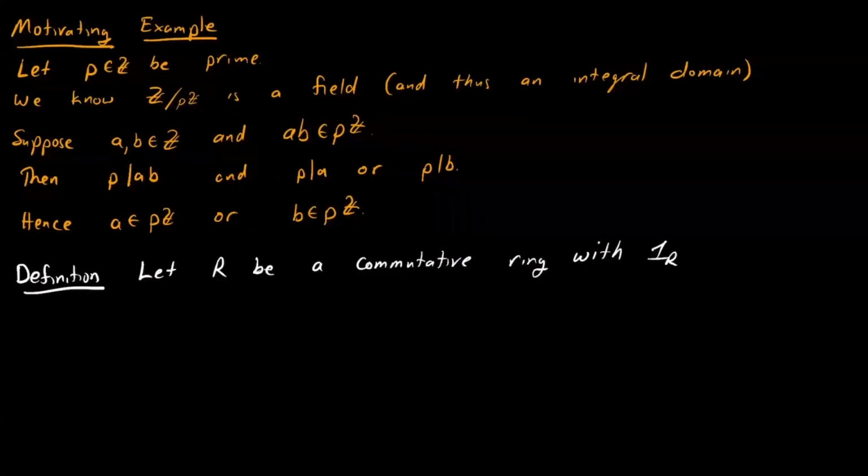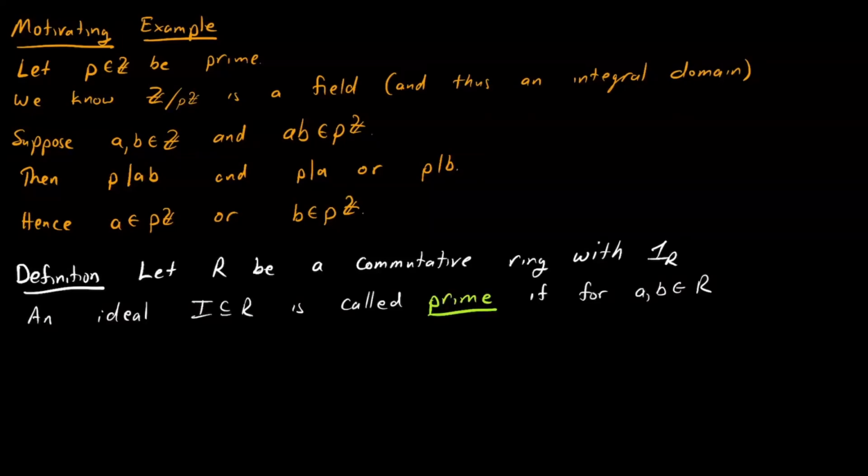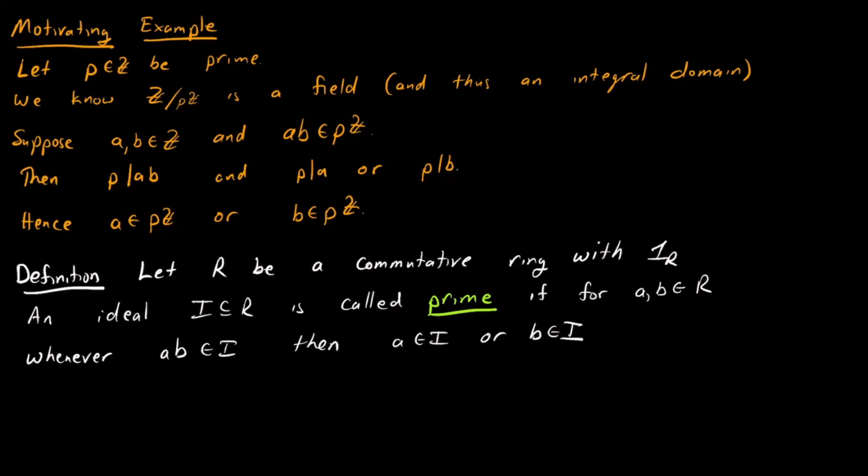Okay, so we'll start with the following definition. I'll let R be a commutative ring with identity, and I'll say that an ideal I in R is called prime if, for all A and B in R, whenever A times B is an element of I, then A is an element of I, or B is an element of I. And the thing to notice here is we're just mimicking this condition from above. So AB in I implies A is in I or B is in I is just mimicking the condition that AB is in PZ implies that A is in PZ or B is in PZ. So we're going to call such an ideal a prime ideal because it's naturally motivated by the example above.